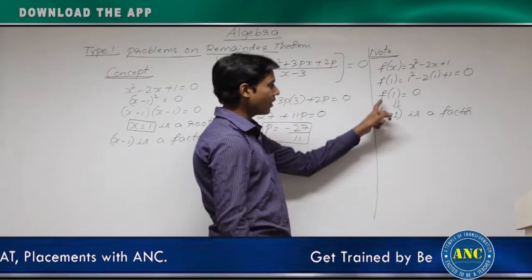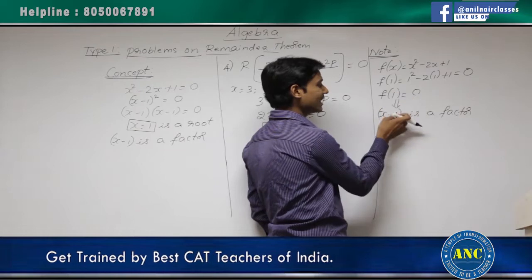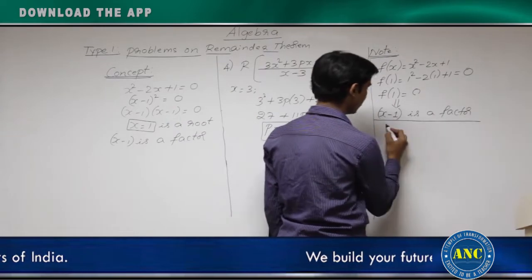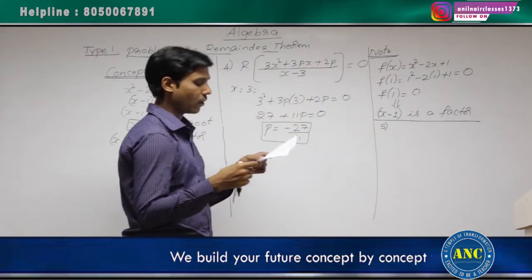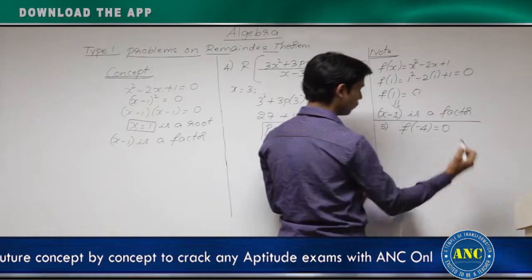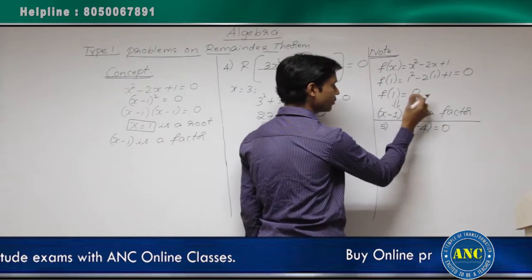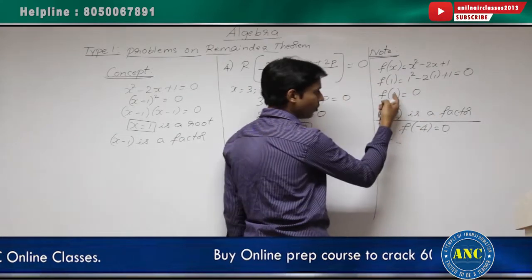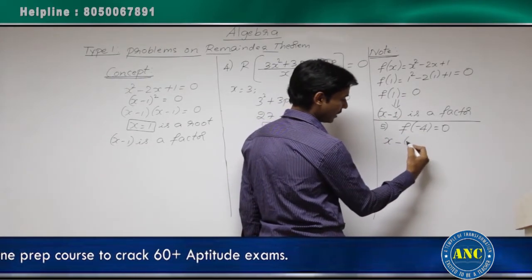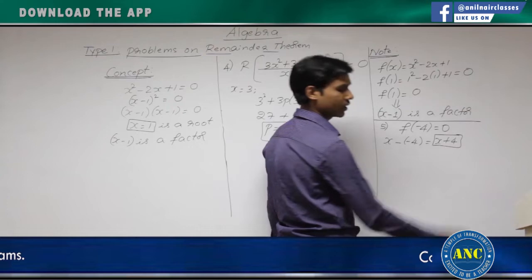Clear, right? If f of 1 becomes equal to 0, then x minus whatever is inside the bracket, put it here: x minus 1 is a factor of that expression. Same logic applies for the fifth question itself. Your fifth question is: if the polynomial f of x is such that f of minus 4 equal to 0, then the factor of f of x is what? Same logic. If f of minus 4 equal to 0, then the factor is x minus whatever is inside the bracket. That means x minus of minus 4 is x plus 4. x plus 4 is the factor.